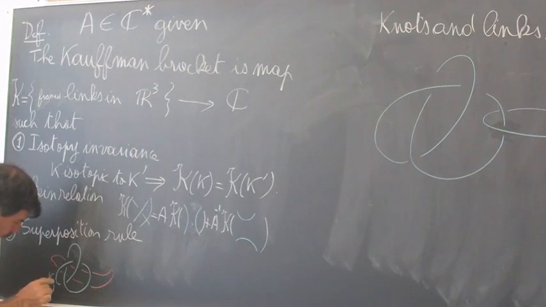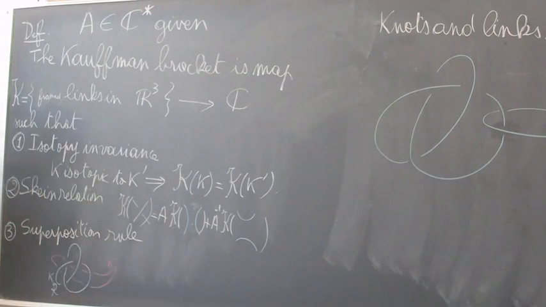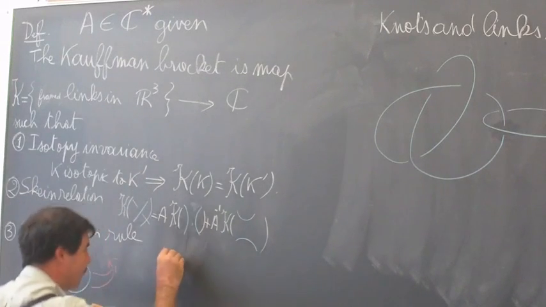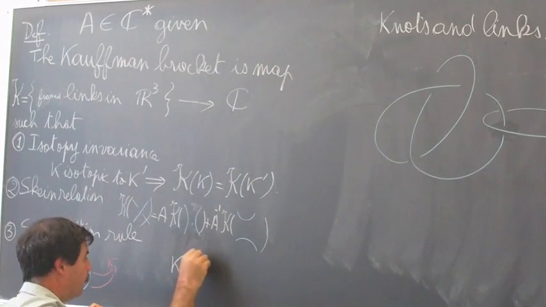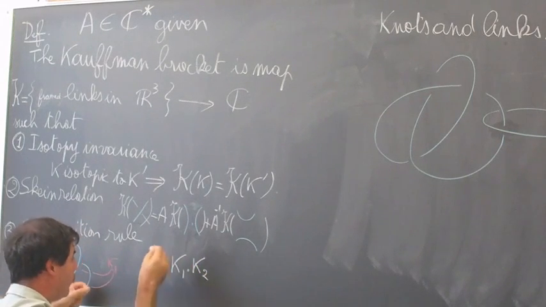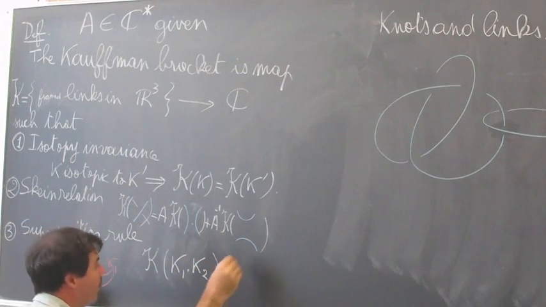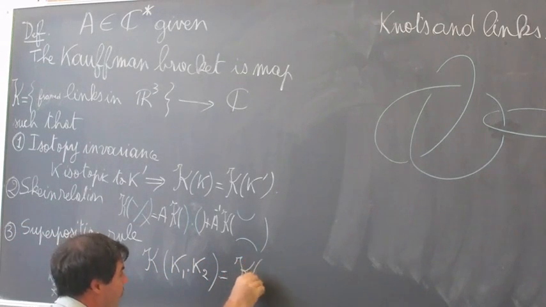That's K2. This is K1. These are knots, but when I put them together, I get a link. And I can consider K1, K2. Let me put a dot here. That just means it's the union of these two. And I take the bracket of that. And the formula is the one you might expect. Then it's the product.